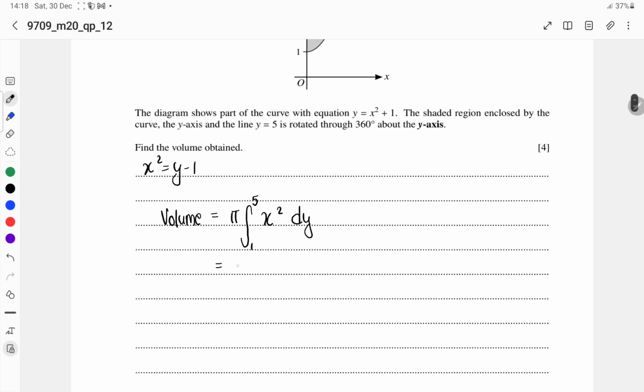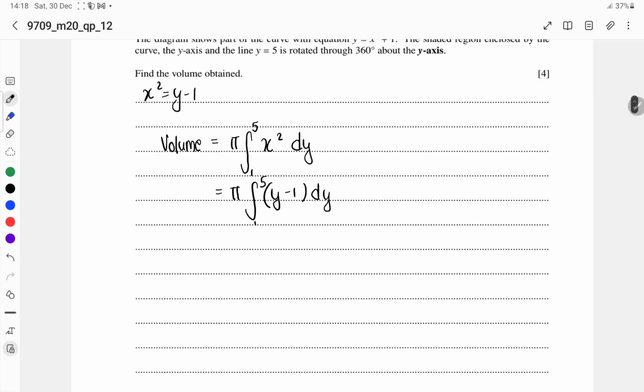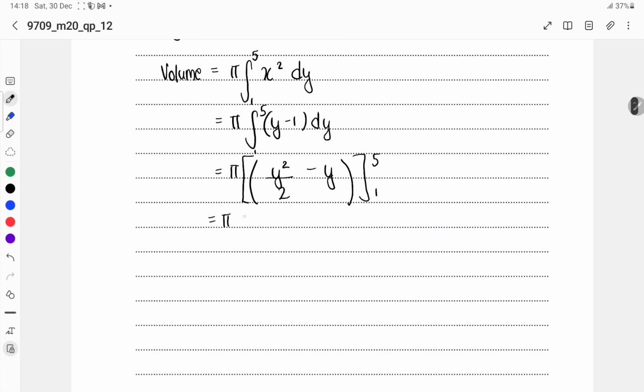So what we do is multiply with pi and then integrate from 1 to 5, x square is simply y minus 1 with respect to y. Then when we integrate, the integration of y is going to be y square over 2, and the integration of negative 1 is going to be negative y simply. And then we need to do it in the range of 5 to 1, right? So let's put the values 5 and 1, and what we get is pi times 5 square over 2 minus 5, and then we need to subtract 1 square over 2 minus 1, right?